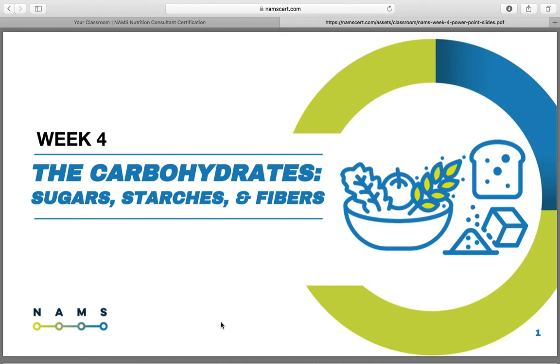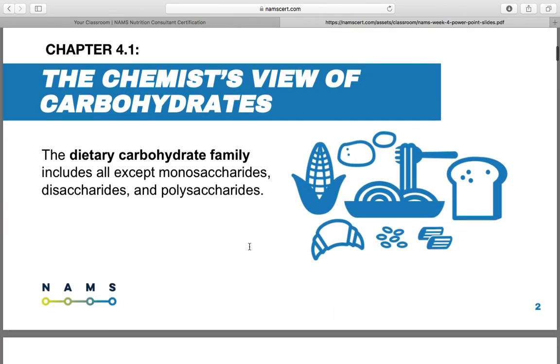So today's lesson is going to be on carbohydrates, sugars, starches, and fibers. As we go through these slides, please take notes, especially on vocabulary words that you see, definitions. Just take those notes because we will have a quiz and test on all of these. So please make sure you're getting that all done. All right, so let's get into it, guys.